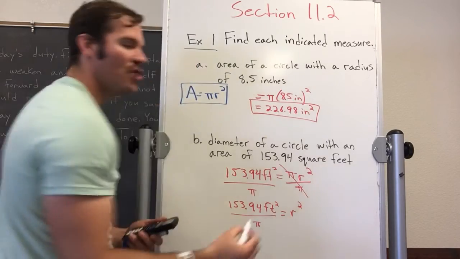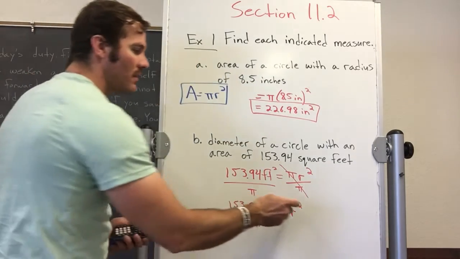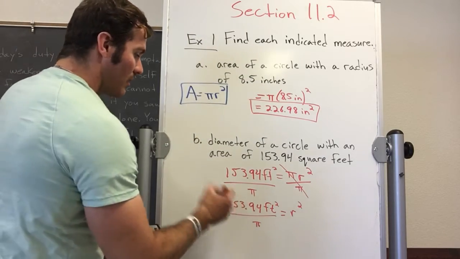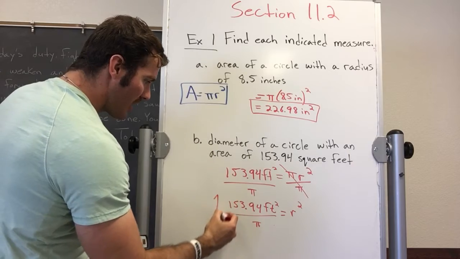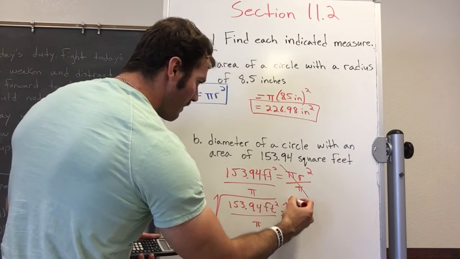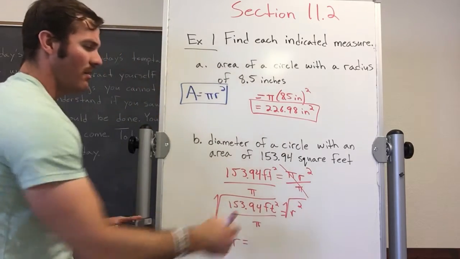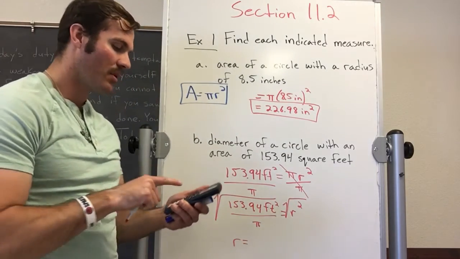How do I get just r? How do I get rid of this square? I do the square root. So going to take the square root of both sides, and r is going to equal whatever number that's going to be. So let's plug it into our calculator.